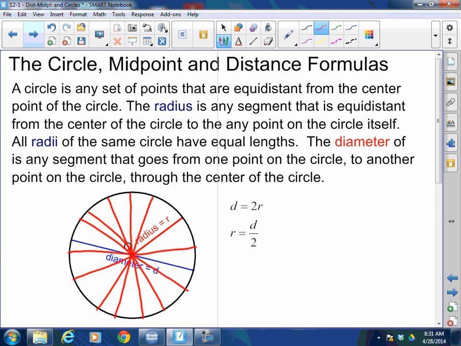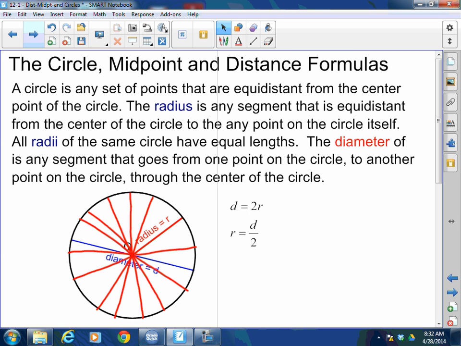Okay? The radius, or the radii, plural, of a circle is always equal within that circle. They're always congruent. So when you have a figure where the perimeter is equidistant to the center, that is called a circle. Okay? The radius is that segment that is equidistant from the center of the circle to any point on the circle itself. Always. All radii of the same circle have equal lengths.